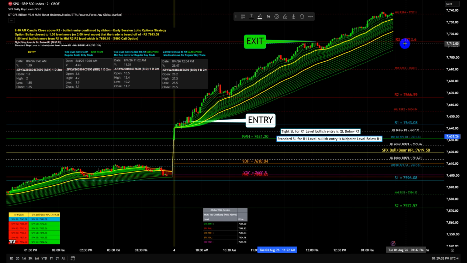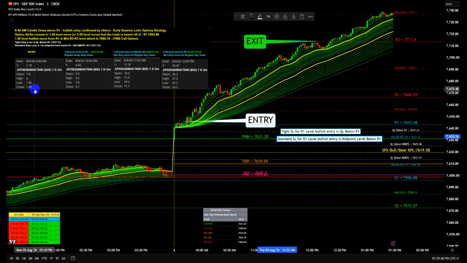The only thing that's changing is the strikes, based on the relationship on the key level chart from the level that the trade is based off of, in this case R1. 9:40 a.m., ask $1.85. As you can see here, the previous one we looked at, the 76.45, was $13.50. That's $1,350 cost per option. This is only $1.85, so that's $185 cost per option.